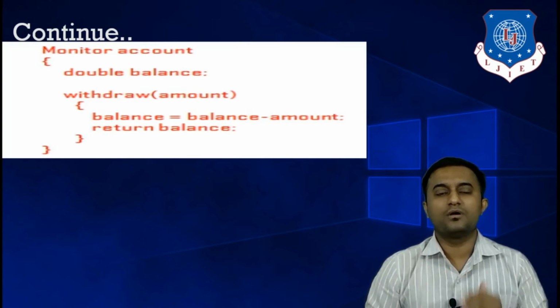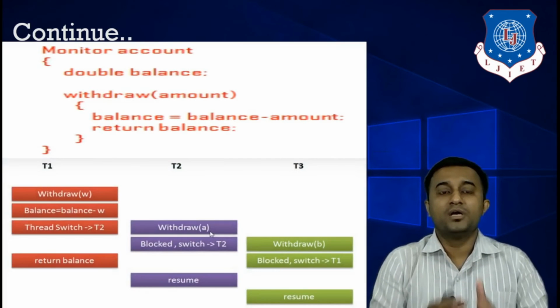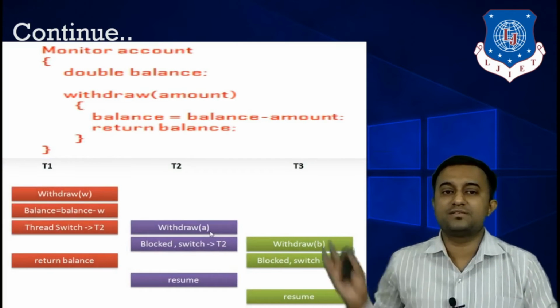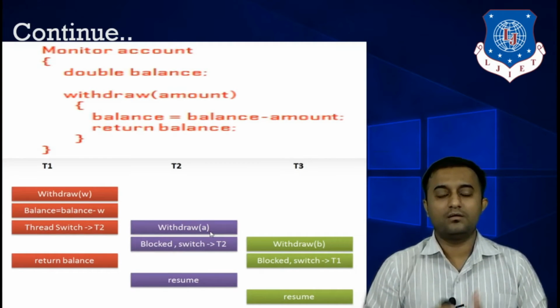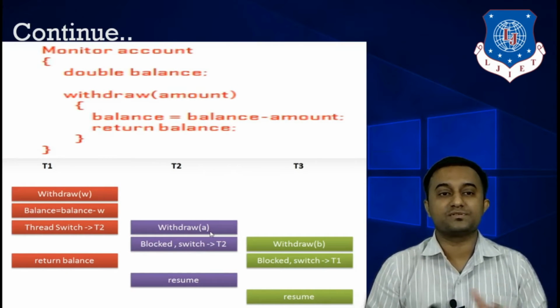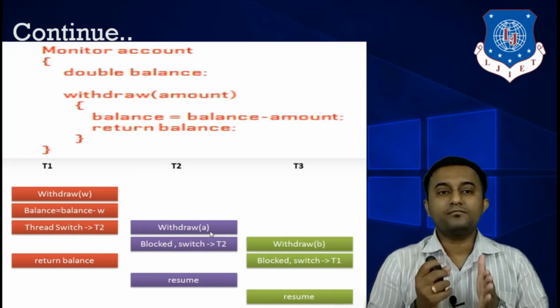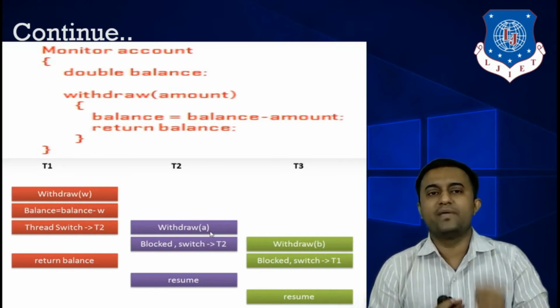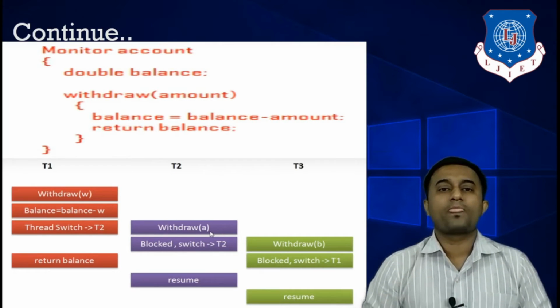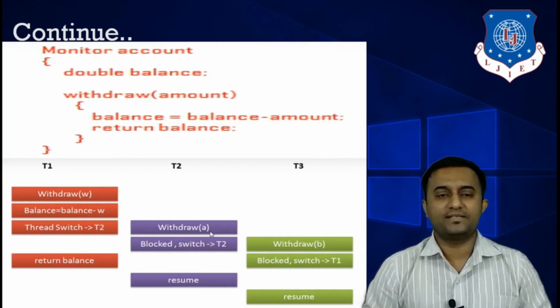So how will this code work? Suppose we have three different threads, you can see T1, T2 and T3. These three are nothing but threads. You know very well what a thread is. A thread is nothing but a part of a process. Say for example, this code will be executed by these three threads.